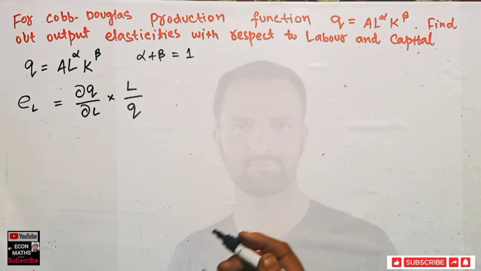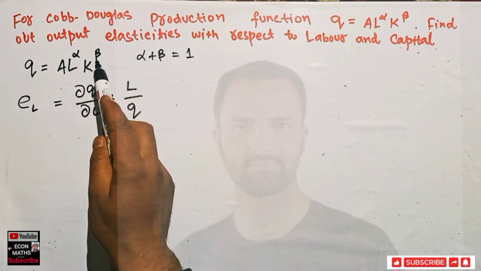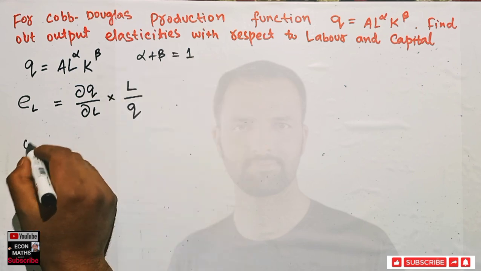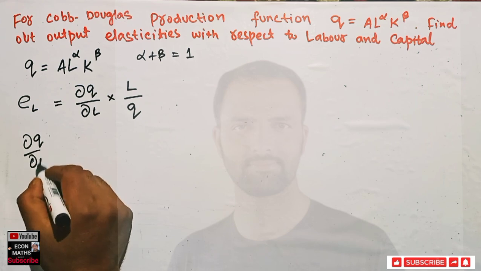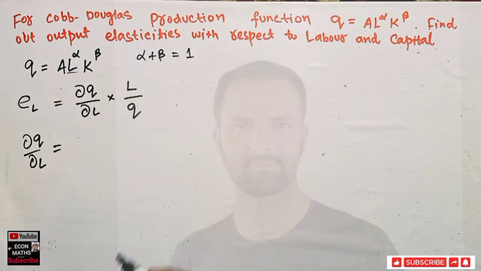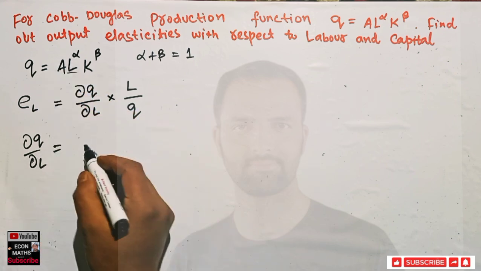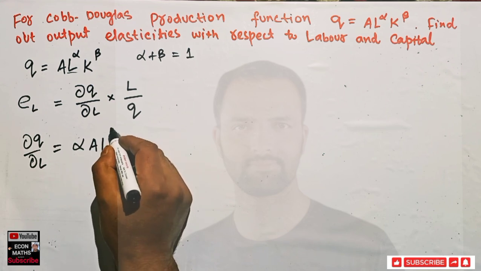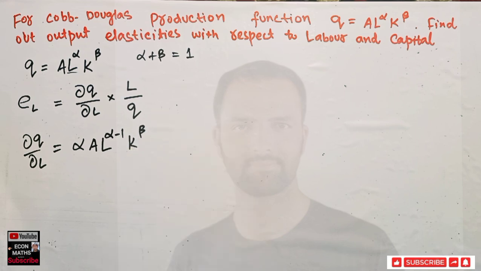You know that better. Now that means we first need to take the partial derivative of this Cobb-Douglas production function with respect to L. That means first we need to find dQ upon dL, that is, partially differentiating our production function with respect to L. Okay, so what will happen? This alpha will become the coefficient, so we have alpha A L to the power alpha minus 1 K to the power beta. How does it happen?